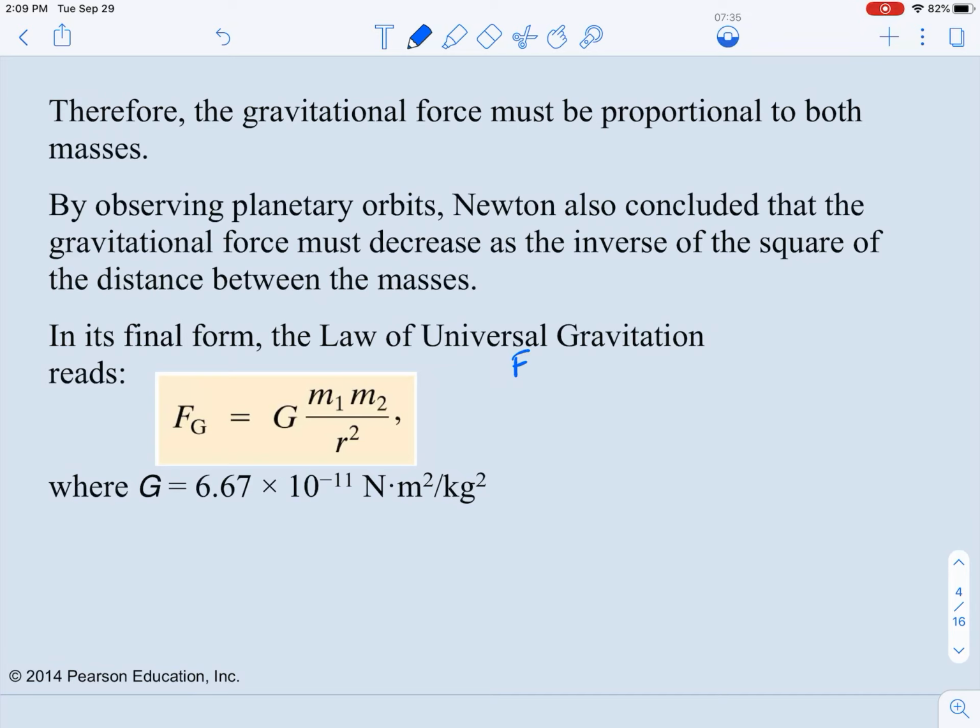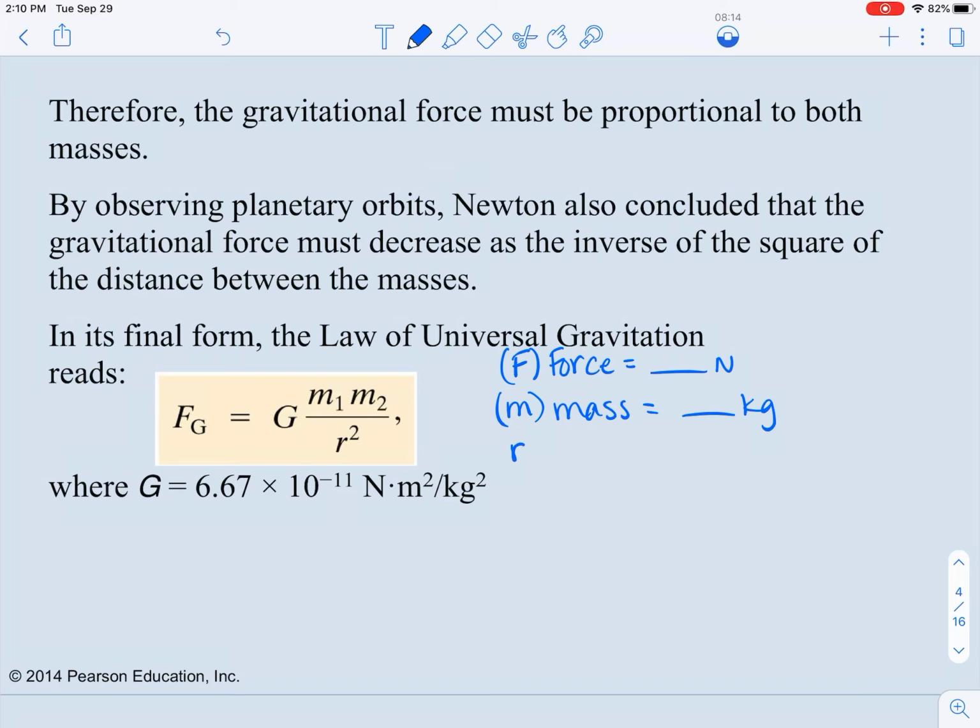Capital F is obviously for force, and this is going to be measured in newtons. That has not changed. Lowercase m is going to be for the mass of the object, and we want this to be in kilograms. If it is not, you will need to convert. We have an M1 and an M2 because we have two different objects. It doesn't matter if we were calculating for the moon and the Earth. It doesn't matter if I put the Earth in place of M1 or if I put it in place of M2, just as long as I have both of those objects accounted for in my formula, okay?